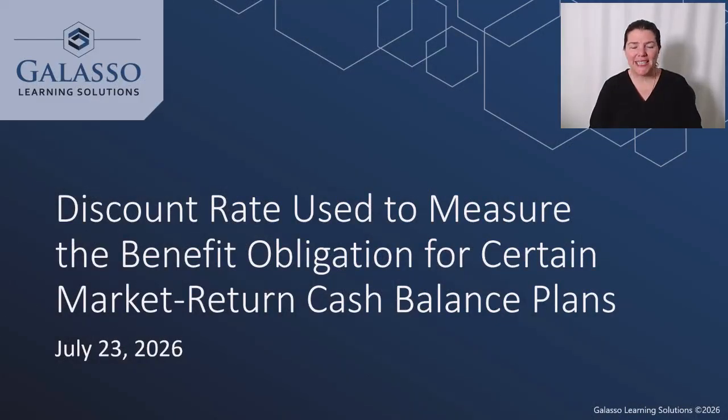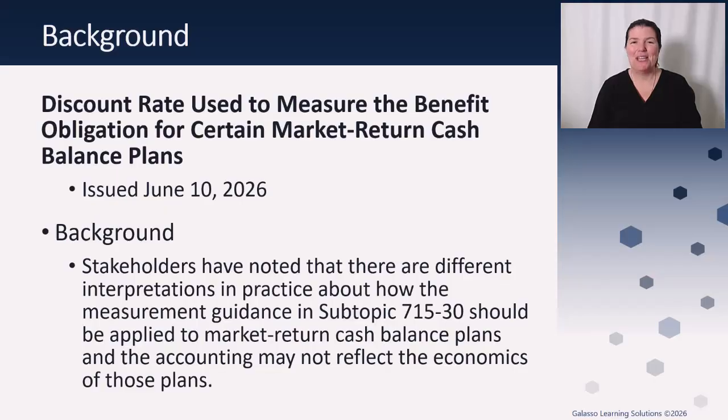My name is Melissa Glasso, and today we're going to talk about a FASB proposal in a very niche area. This is a proposal regarding discount rates used to measure the benefit obligation for certain market rate cash balance plans. So again, very, very niche. Stakeholders have indicated that there are different interpretations in practice on how the measurement guidance in 715-30 should be applied to these market return cash balance plans. And they feel like sometimes the accounting is not intuitive and doesn't reflect the economics.